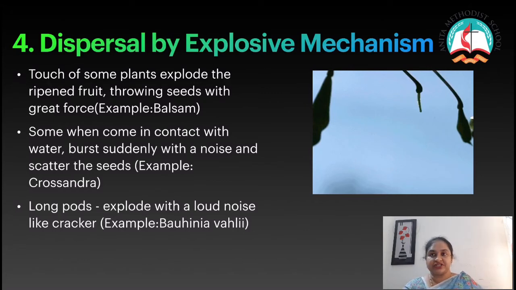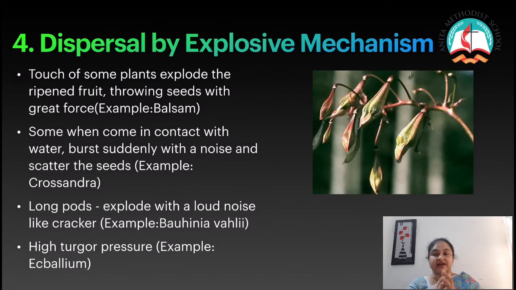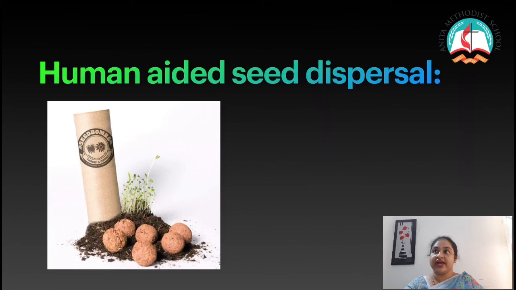High turgor pressure develops. When does it develop? When the fruit matures, the tissues around the seeds are converted into a mucilaginous fluid, and due to this, a high turgor pressure develops inside the seed, which leads to the dispersal of the seeds. Okay, now the next one is about the human aided dispersal.